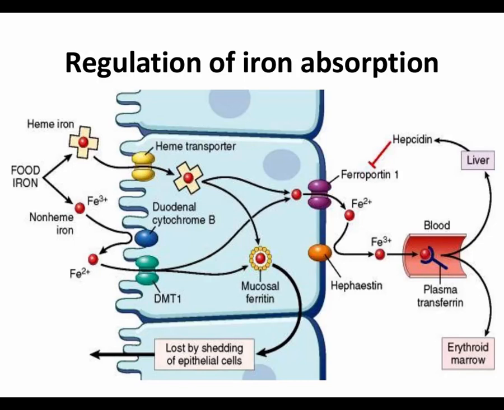You've got to be able to look at this image. You've got to be able to start telling me from food iron and how it is going to be transported to the bone marrow. Okay? If you are able to do that, then you have understood this perfectly and you're going to move on.